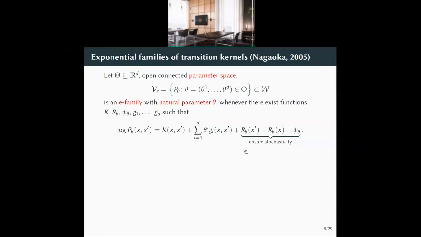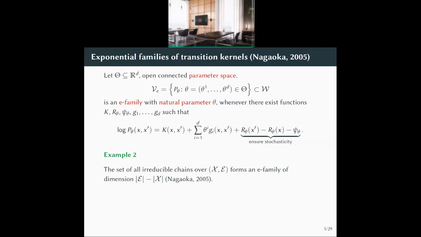So in this sum, you can recognize the carrier term that you saw before. You can also recognize the natural parameter and here some corresponding sufficient statistic. And the last terms will be here to ensure stochasticity of your kernel, right? Before you only needed that it sums to one, but now you also need that every row of your kernel sums up to one. And these terms are just given by the stochastic mapping that we saw before.